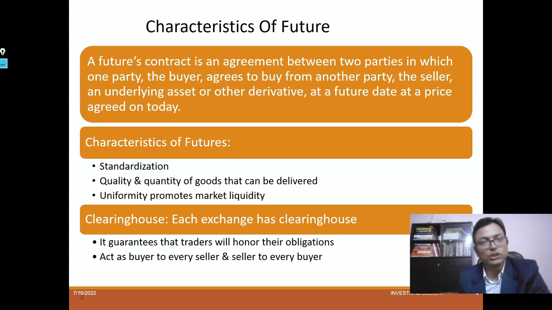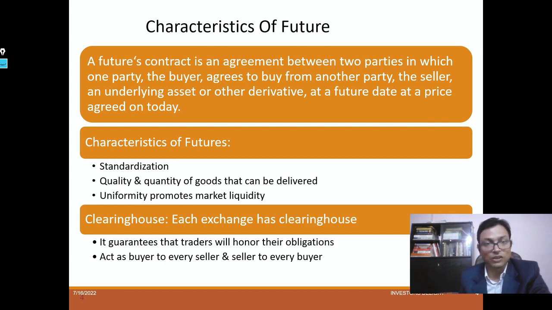We can say a futures contract is an agreement between two parties in which one party, the buyer, agrees to buy from the other party, the seller, an underlying asset or derivative at a future date at a price agreed on today. So today only we decide the price of the future, and that's why it is called a future, and we have to pay something for that, and that is why it is a kind of agreement.